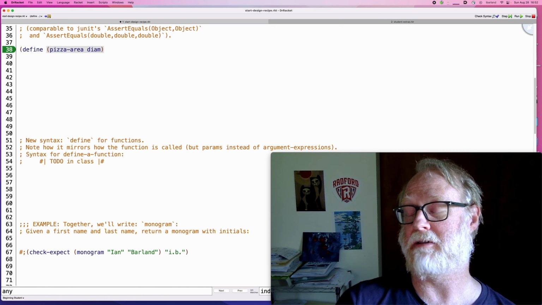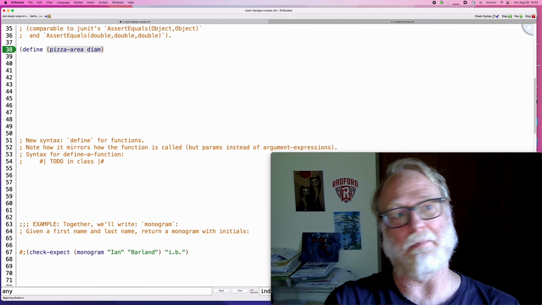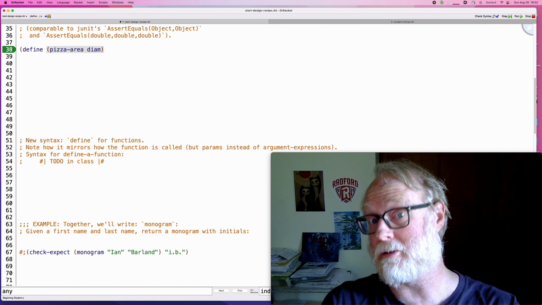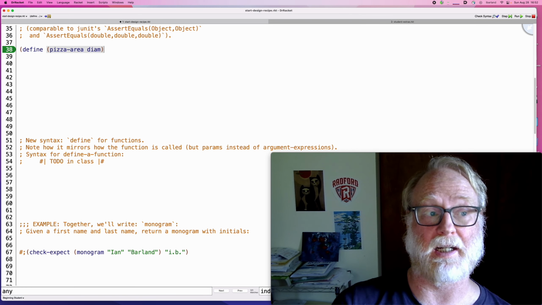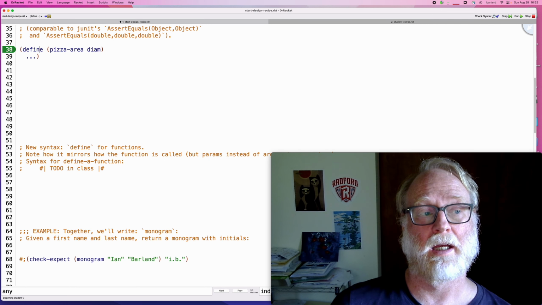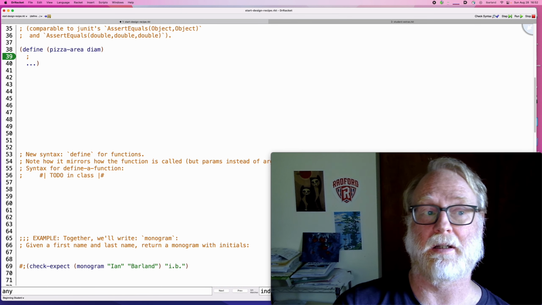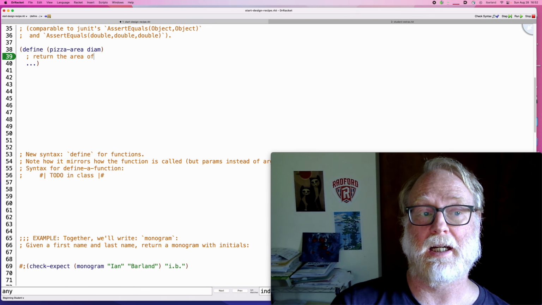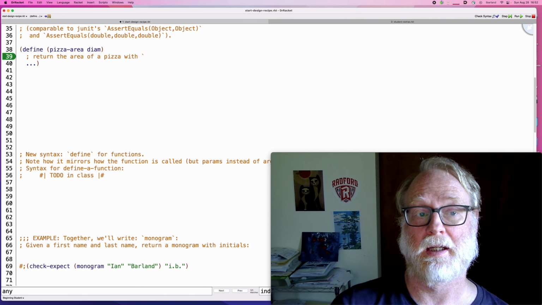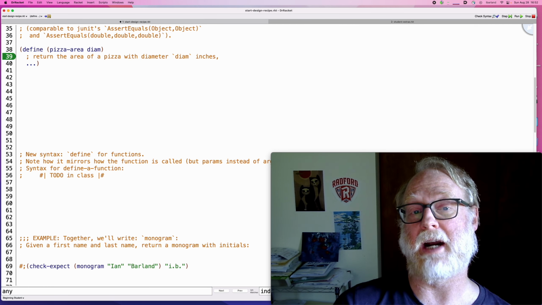Diameter, I don't care if you spell out diameter. In fact, if you just use D, we're so used to D as something we use in our math books that I think D is actually a good descriptive name. We'll have a comment in a second here. Okay, let's go ahead and put in a purpose statement. Return the area of a pizza with diameter D inches.